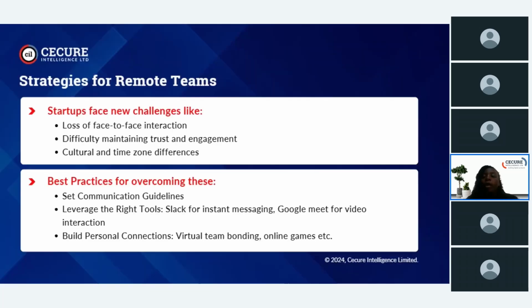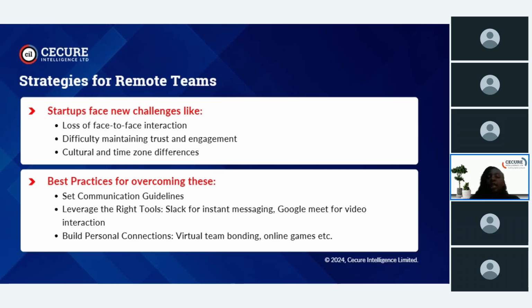All right. Next, we'll be talking about the strategies for remote teams. Now, we've spoken about a few challenges peculiar to startup teams. Now, let's talk about strategies for remote teams. And when we're talking about these strategies, we'll start with the kind of challenges that a remote team, in a remote setting, can be faced with.